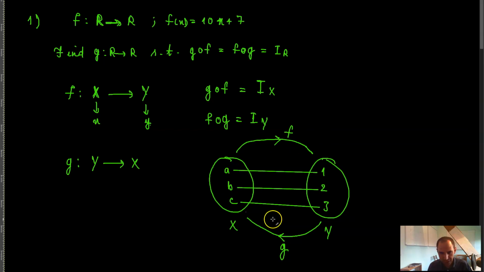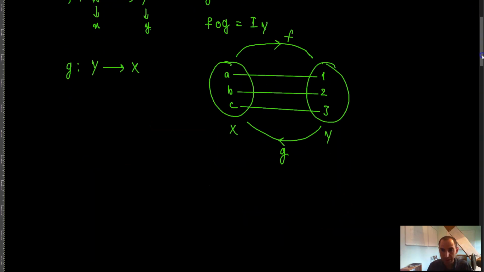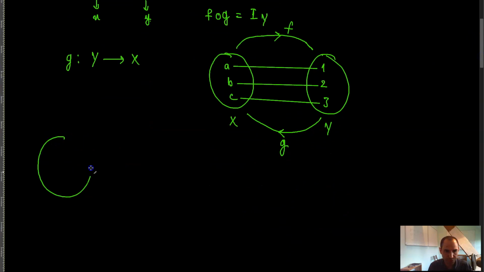Now suppose that this function is not 1-1. Right now the function is 1-1, meaning that it's not many-1. Now suppose that you have some function which is many-1.